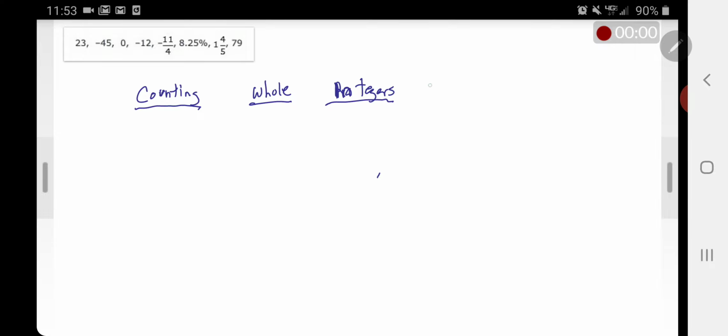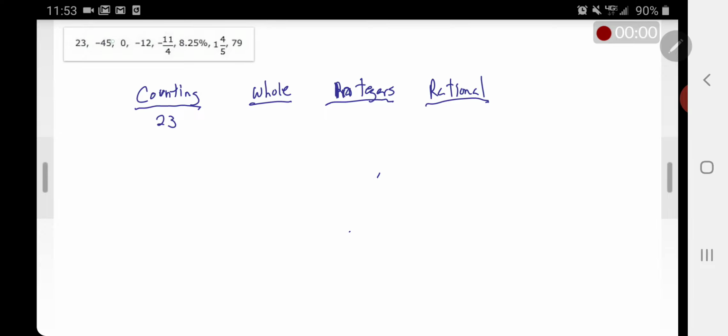And then we've got our rational. And okay, so our counting numbers. Well, 23 would be a counting number, so let's write him down in the counting numbers, because if he belongs to the counting numbers, he belongs to all the other sets.